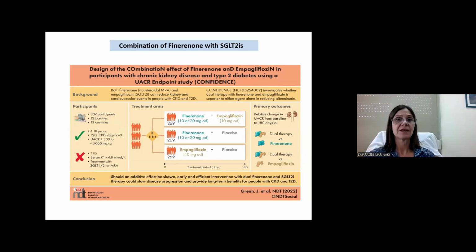Now, the Confidence study is running. It is a big study, as you can see, in 13 countries across continents, and it aims to include more than 800 patients and has 3 arms: finerenone in combination with empagliflozin, finerenone plus placebo, and empagliflozin plus placebo. And the aim is to show an additive effect, and if this effect can be shown, then an early and efficient intervention with dual therapy may be feasible.